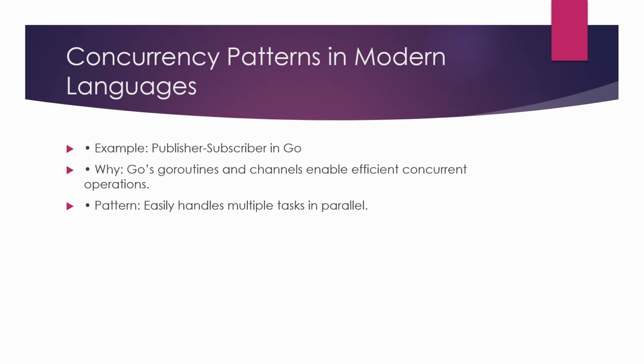Concurrency is a key consideration in modern software design, especially in high-performance systems. Languages like Go have built-in concurrency support through Go routines and channels, making it easy to implement patterns like publisher subscriber and worker pool. These patterns allow multiple tasks to be performed in parallel, improving the efficiency and responsiveness of applications, especially in systems handling many simultaneous connections such as web servers.